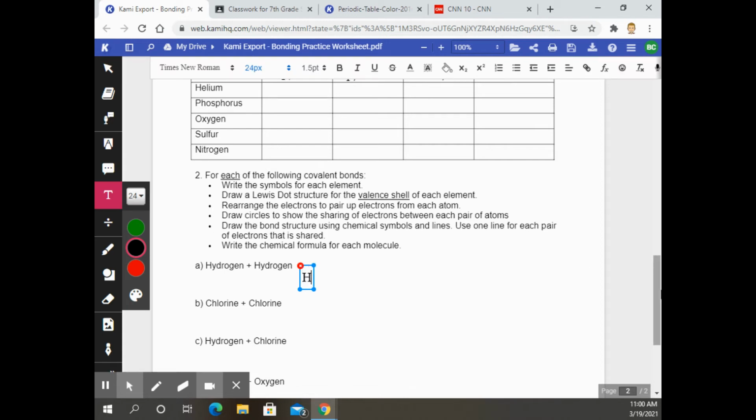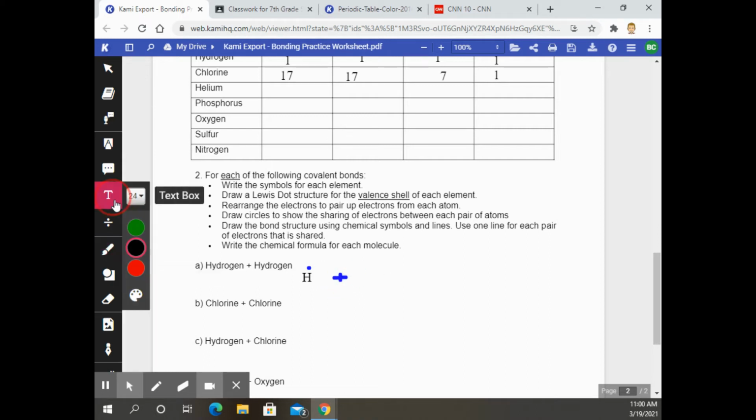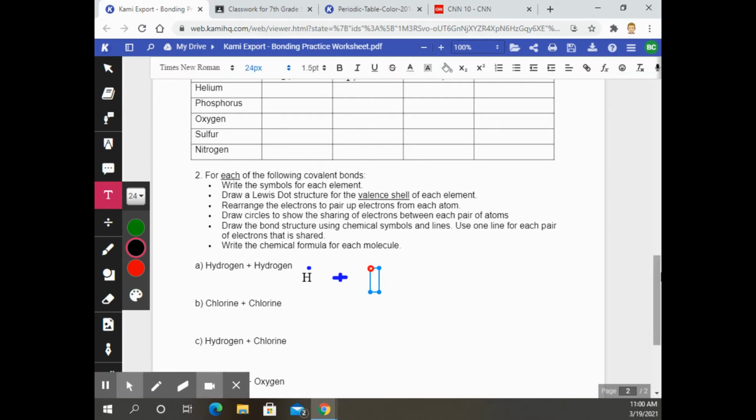So what we have is H with a dot, right? Plus, do the best I can here, plus H with a dot.